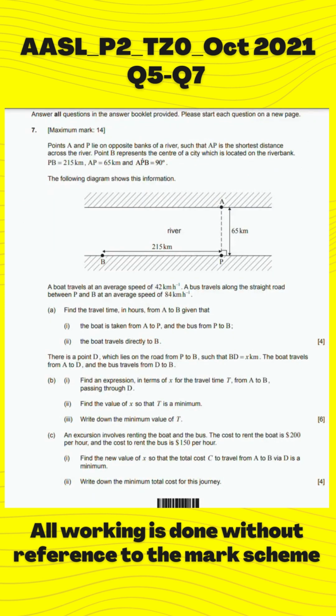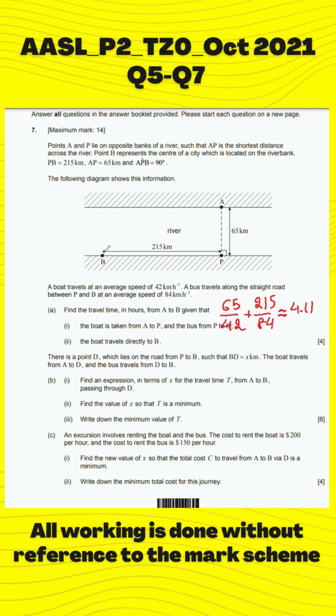Question 7. A1. Find the time travel from A to P by boat and from P to B by bus. So it will be 65 divided by 42 plus 215 divided by 84. We will have nearly 4.11.